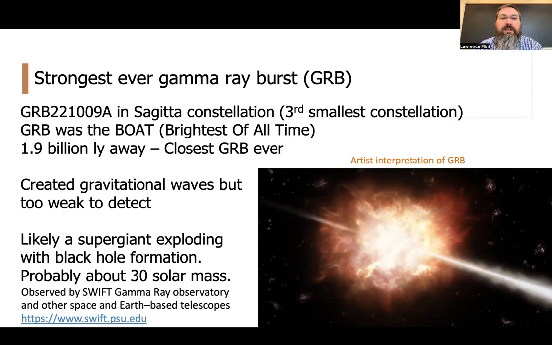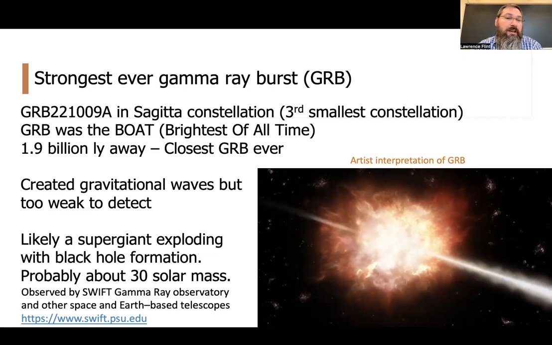this gamma ray burst is called GRB 221009A, and that is one way that we classify objects and events that take place in the universe. GRB stands for gamma ray burst, 22 stands for 2022, and the 1009 is October 9th. And then the A just stands for it was the first one of that day.